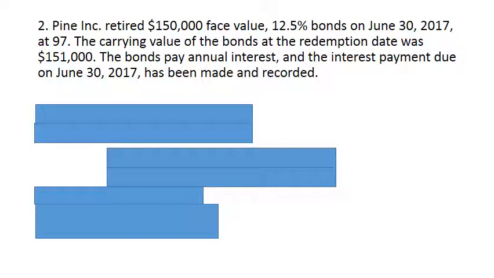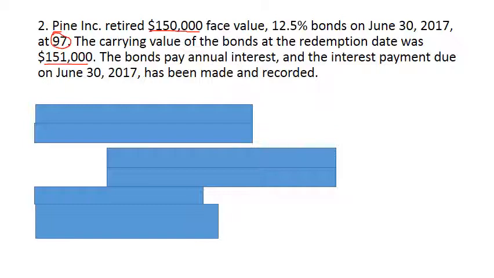Okay, so the second example, we're retiring 150,000 face value bonds. They're 12.5% bonds, so they're paying 12.5% interest, and we're doing this on June 30th of 2017, and we're paying 97% of the face value to buy these bonds back. So these are callable bonds. The carrying value of the bonds at redemption is $151,000. So when these were originally purchased, they were purchased at a premium. The bonds are paying annual interest, and the interest payment was due on June 30th of 2017. So the interest was already paid and recorded.